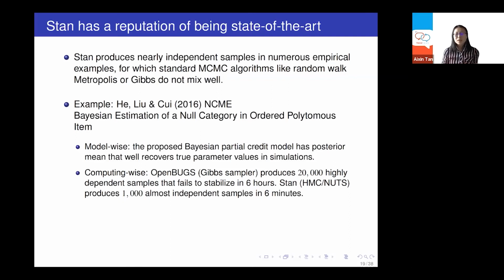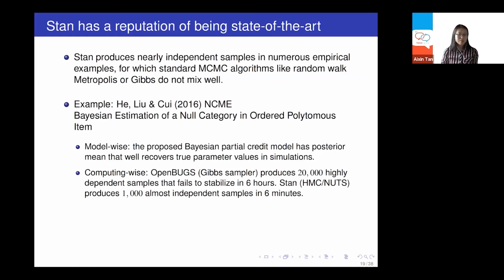I want to give an example that's related to ACT tasks. So I'm pretty biased in choosing work that my husband is involved in. Yonghe Rui, Tao Liu and Zhongmin Cui had this NCME presentation called Bayesian Estimation of a Null Category in Ordered Polytomous Items. It's a very fancy title. But anyway, the point is they proposed a Bayesian model that can handle the missing categories and other things. And it ends up giving you inference that recovers the truth very well.